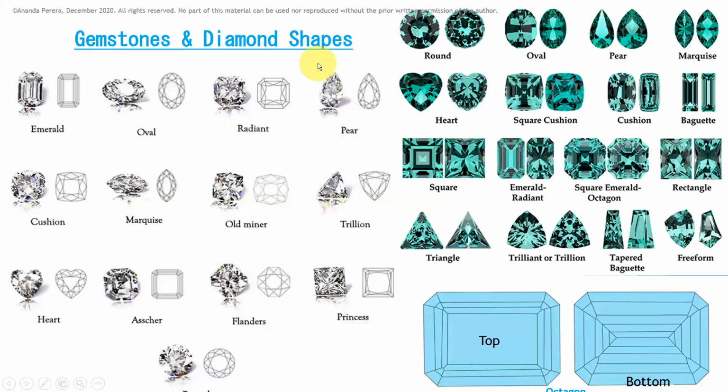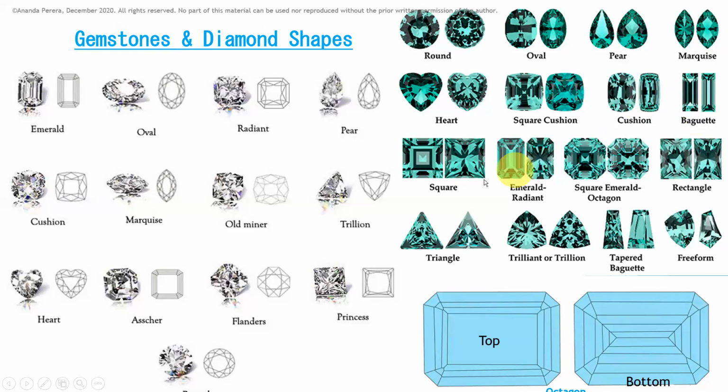Gemstones and diamond shapes. This is a round shape. Oval shape, top and bottom. Pear shape, top and bottom, crown and the pavilion, both. Marquise shape. Heart shape, top and the bottom. Square cushion. Cushion, this is cushion oval. This is square cushion, top and the bottom.